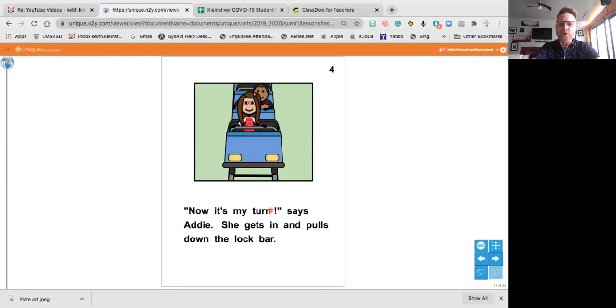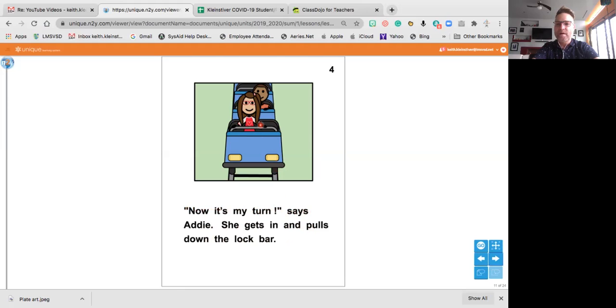Now it's my turn. And that is an exclamation point. That means that sentence is with emotion. And this is Addie's word. Now it's my turn. You can see I changed my tone. Says Addie. She gets in and pulls down the lock bar.